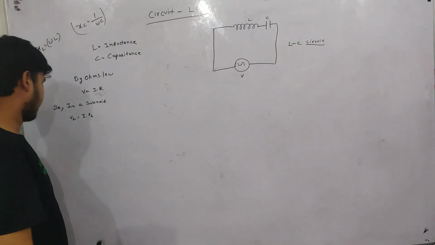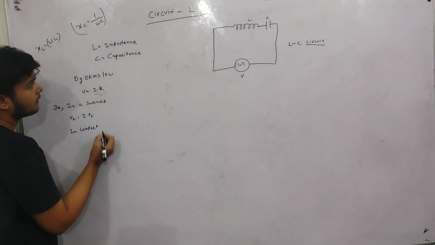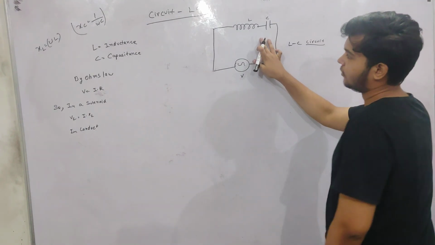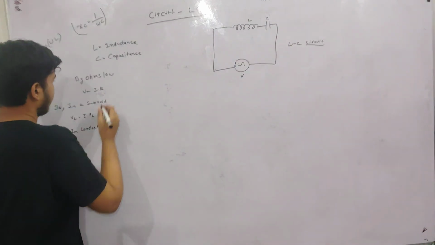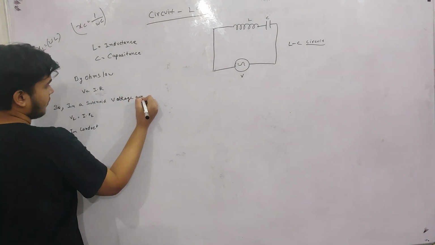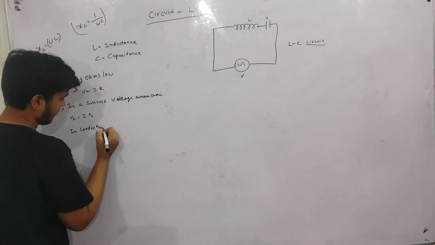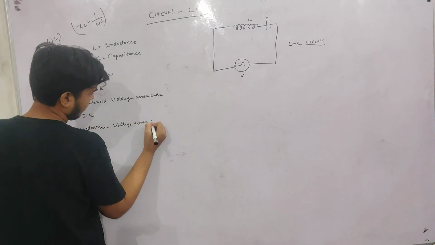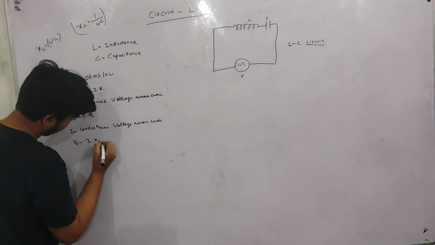And here we will see, in the inductance, voltage will be applied across the ends. So there will be two different voltages, because there are two different components connected in the circuit. This is the voltage across the ends. In the capacitance, VC equals I into XC.